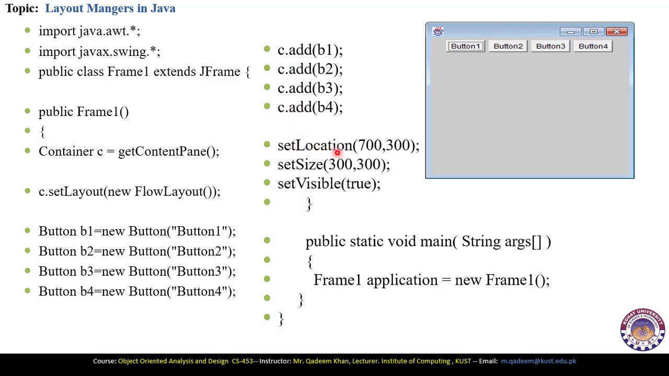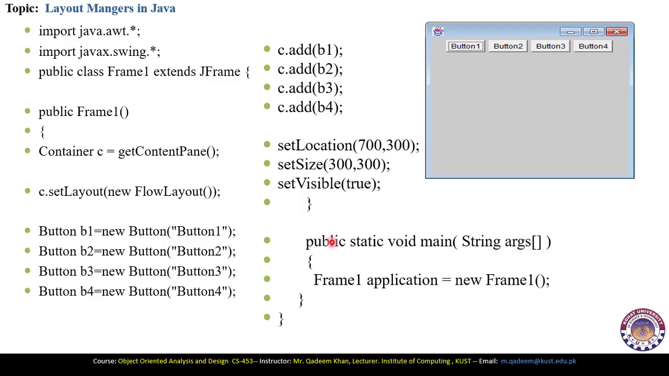Next, define the location of this window over the screen, that is 700, 300. So 700 from this x-axis and 300 towards the down axis. From there, this window will be rendered. And then we have the size, which is 300 by 300, which means exactly the same width and height. And set visible true means the window will appear when the program is run.